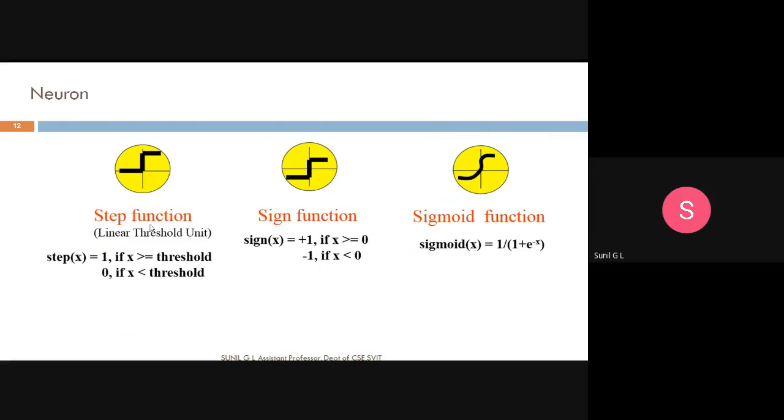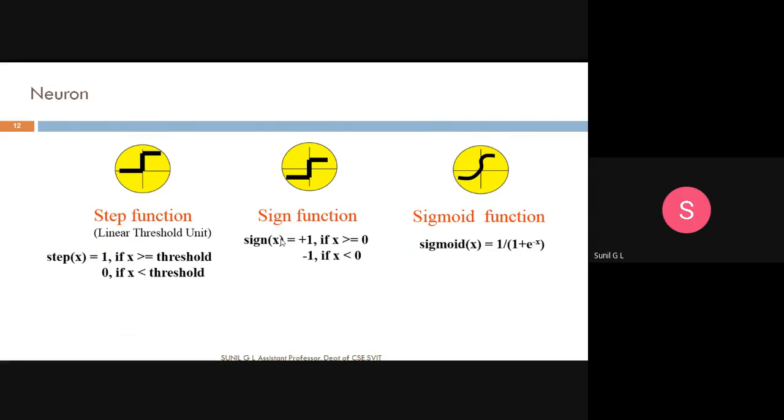What is the step function? The output is 1 if x is greater than or equal to the threshold. We call it a linear threshold function. Here we put in a threshold, which may be 0.6, 0.7 or 0.8, whatever it may be. After summing the inputs with the weights and the bias, if that value is greater than the threshold, the output will be 1, otherwise it will be 0.